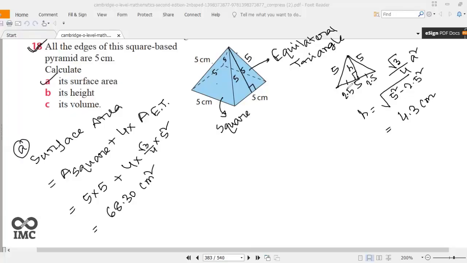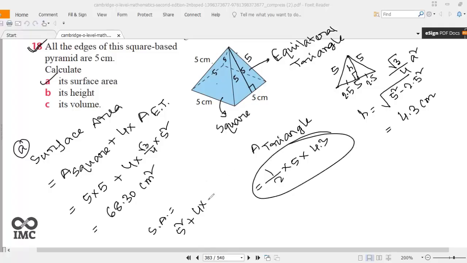We know that the area of a triangle is half into base into height. So half multiplied by base 5 and height 4.3. How many triangles are there? 4 triangles. So we can find the surface area this way: area of square 5 squared plus 4 multiplied by half into 5 into 4.3, because there are 4 equilateral triangles. After calculating this, you will also get 68.30 centimeters squared.